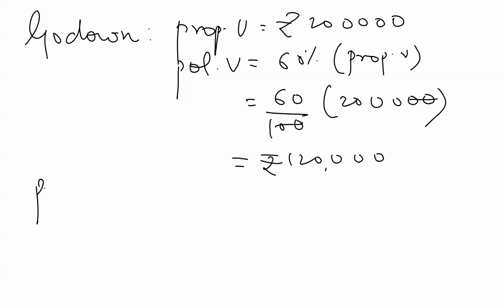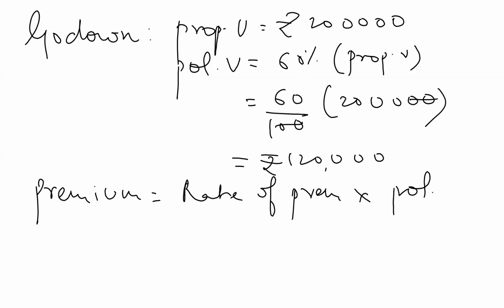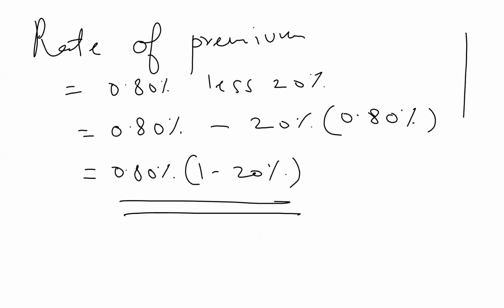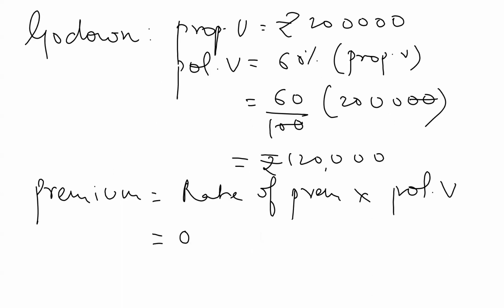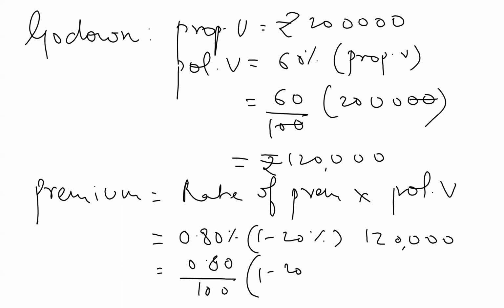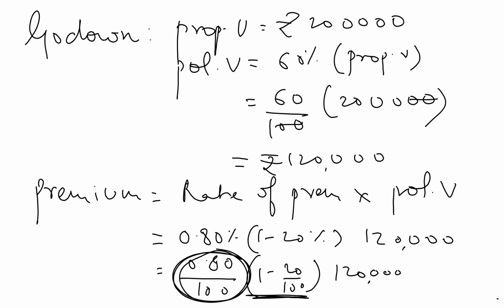For godown, we'll just calculate the premium, the rate of premium into policy value. Rate of premium is 0.80%, 1 minus 20%. That calculation we have already done. This is common for the entire problem. Into policy value. Policy value is rupees 1,20,000. So 0.80 upon 100, 1 minus 20 upon 100, 1,20,000. Next step, I'll write this as 80 upon 10,000, two zeros I have added, into 80 upon 100, the round bracket having LCM, into 1,20,000.